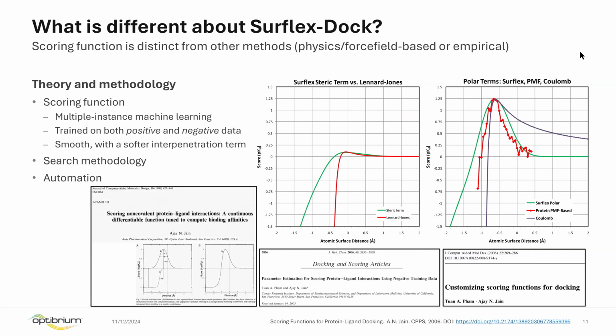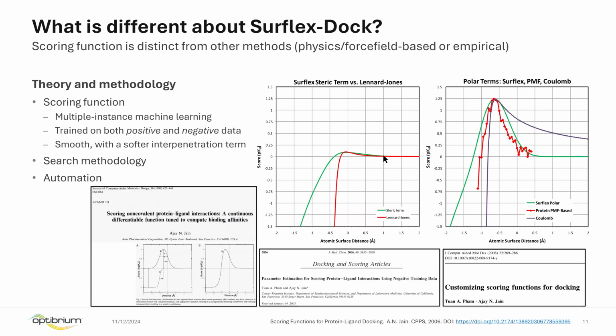Okay, so in terms of the real guts of it, most dockers are extraordinarily dependent on their scoring functions, and Surflex-Dock's scoring function is very, very different. It uses a completely different functional form than other ones. It's an empirical scoring function. It was trained both on positive data, things where you know the binding mode of a ligand and its affinity, but also negative data. So we actually take advantage of decoys that are synthetically generated computationally in order to estimate things like repulsion.